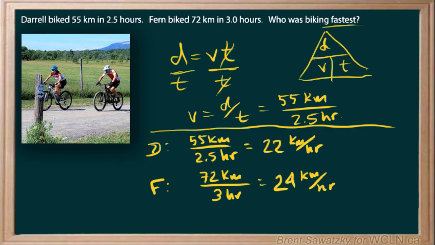So take a look at those, and our unit rates make it quite clear that Fern was on average biking fastest.